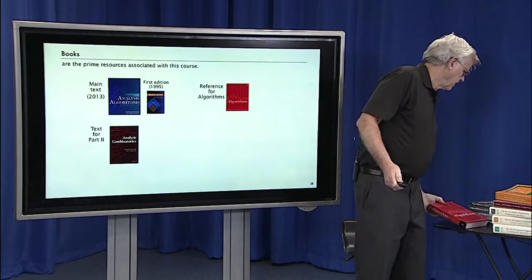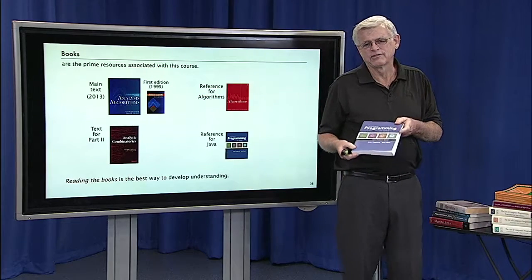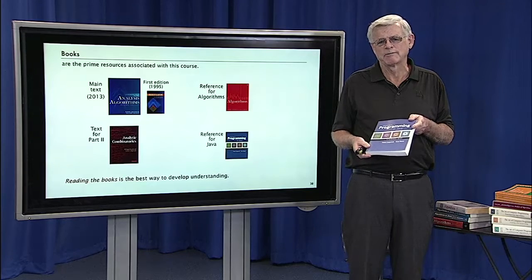And again, there's a great amount of information here, and this is the most efficient way to get at it. For Java programming, these are earlier editions of Algorithms that people might be familiar with. And for Java programming, this is an earlier, introductory book on Java by Kevin Wayne and myself.